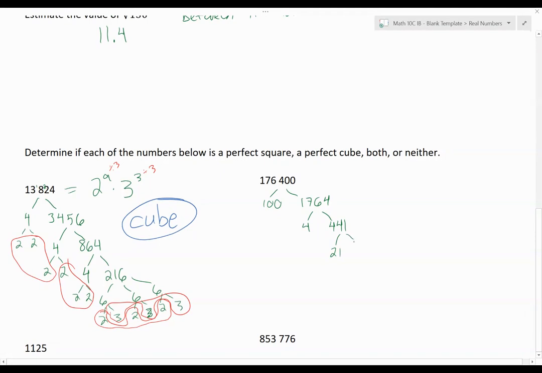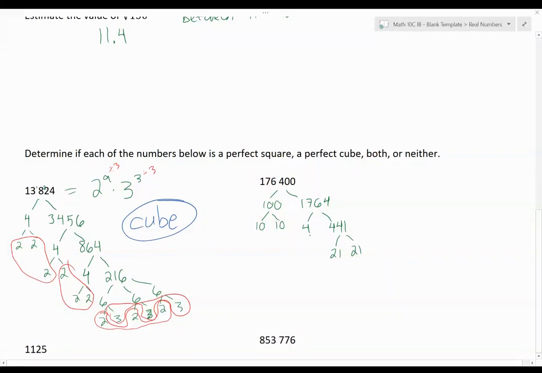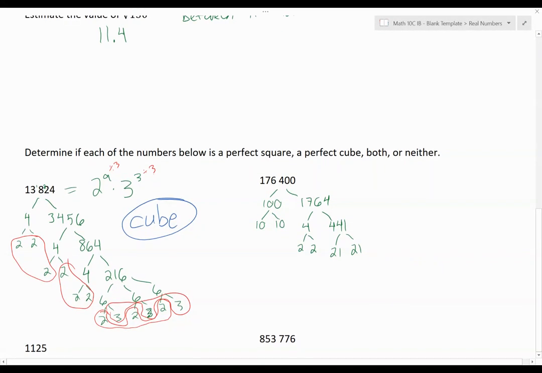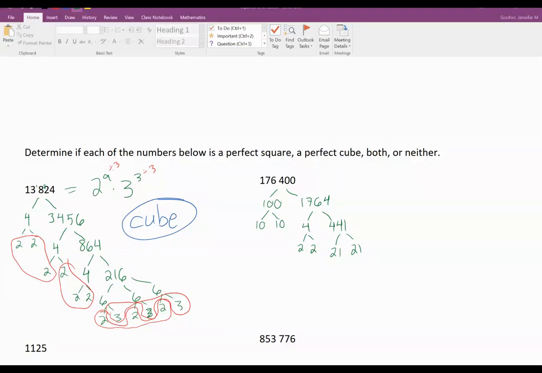441 is 21 times 21. If you didn't recognize that, it is divisible by 3. You can divide it by 3. It's divisible by 9. You could divide it by 9. You could go that way. But I'm going to go this way because what that has shown me is I actually don't have to necessarily go all the way down to primes to see that this is a perfect square.